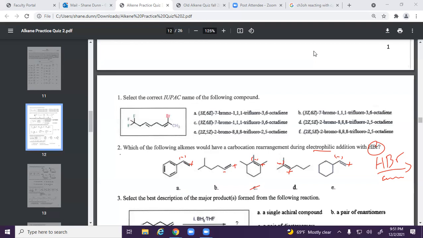So, which one of these has a positive charge that definitely wants to be closer to something? There's two in which it's not happy and it can be way happier. D is one and B is the other. Sorry, A is the other. Because that positive charge wants to become benzylic, right? And this D right here would love to become tertiary. Right? So they want to rearrange.